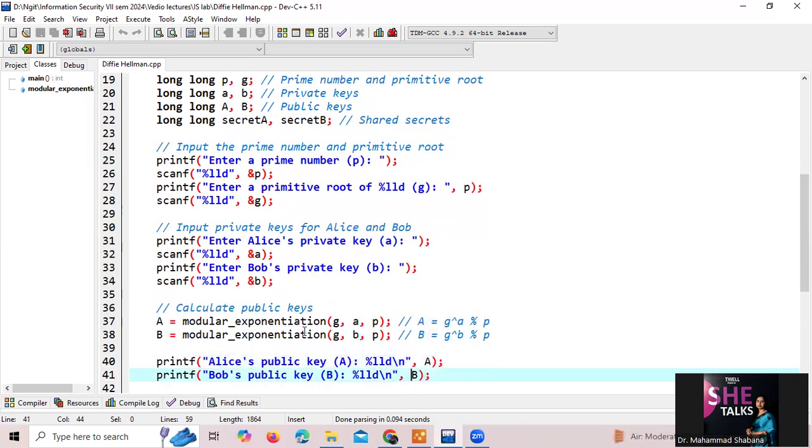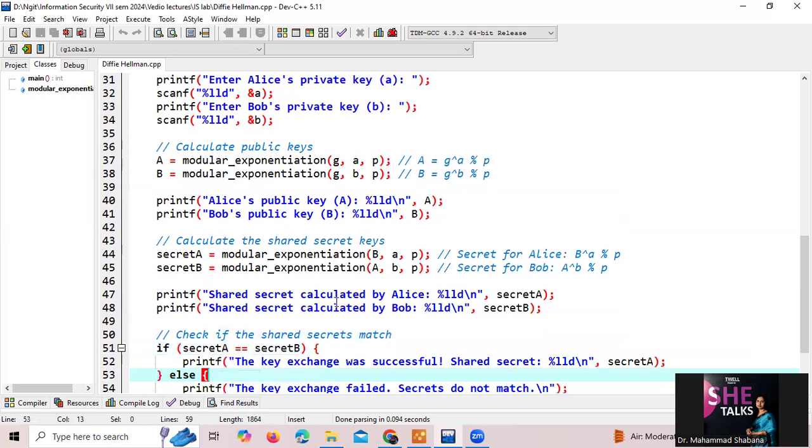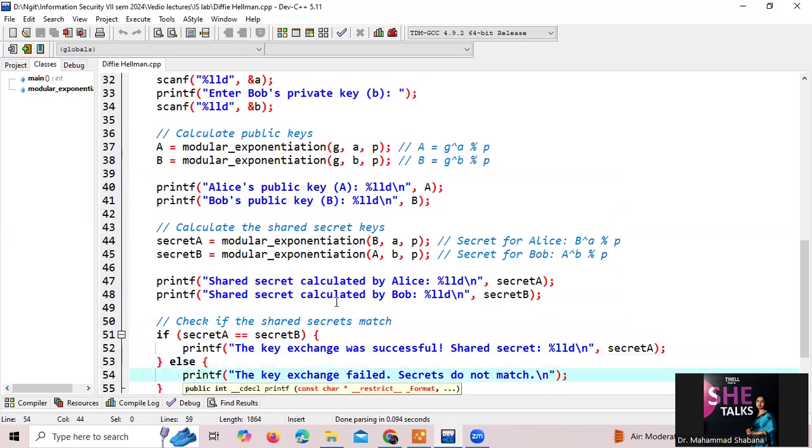Then we will calculate the public keys using the private keys a, b and public parameters P, G. So the program calculates the public keys. Alice's public key A is equal to G power a mod P, and Bob's public key B is G power b mod P. These public keys are shared between both parties. Finally, we will display the keys here. So Alice's public key A and Bob's public key B. This program displays the calculated public keys A and B.